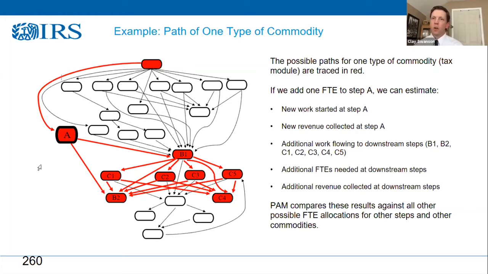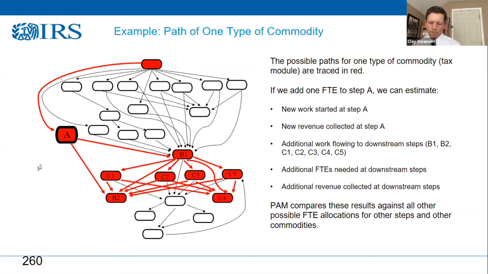Given that there's new work at these downstream steps, how many additional FTEs need to be added to these downstream steps in order to complete the work that was delivered to them? How much additional revenue is being collected at downstream steps due to the new work that's being routed here?